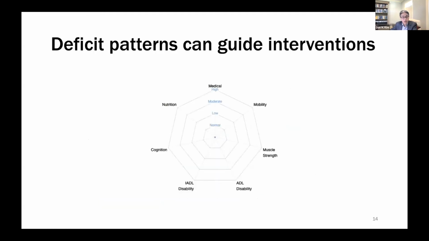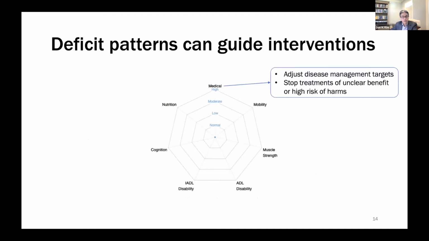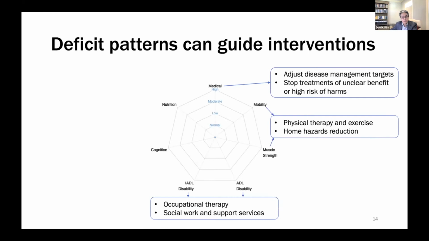When a comprehensive geriatric assessment is performed, domain-specific impairment can guide clinical intervention. For example, for patients with high medical complexity and frailty, we can adjust disease management targets or stop treatments of unclear benefit or high risk of harms. Those with mobility impairment or muscle weakness can benefit from exercise intervention and home hazard reduction to reduce the risk of falls. And occupational therapy and social services can be arranged for those with disability.